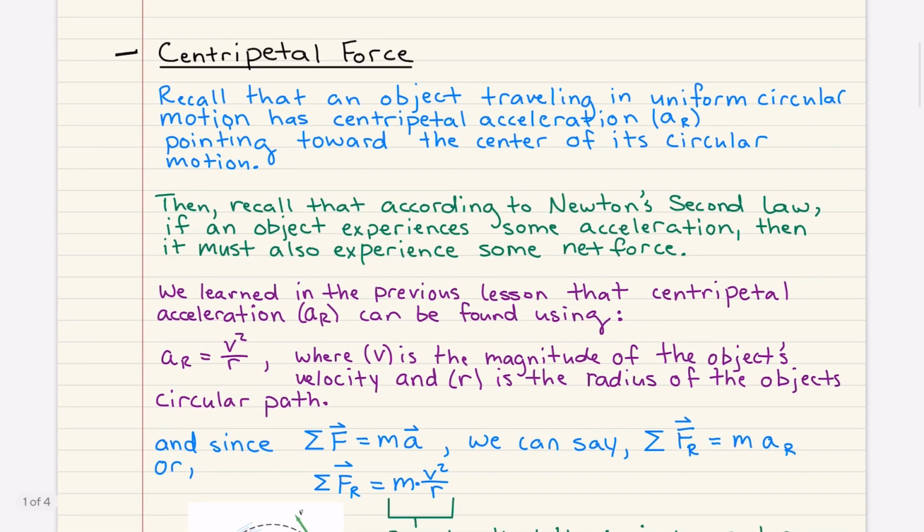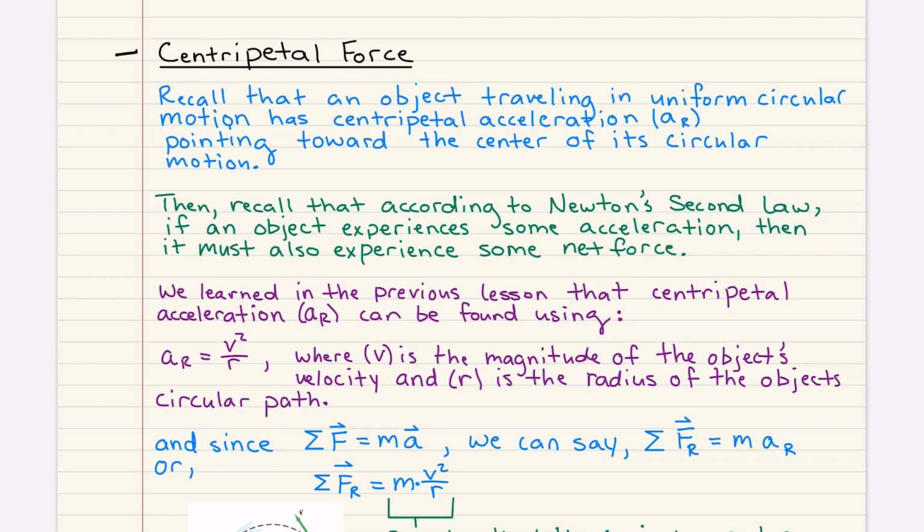Just a few bits of information that we want to recall. An object traveling in uniform circular motion has centripetal acceleration, pointing towards the center of the circular motion. An important aspect of this is that centripetal just refers to the direction of the acceleration. We're also going to be talking about centripetal force. Centripetal force is not its own kind of force. It is just the direction of some force that is being applied, and that force needs to be applied by something.